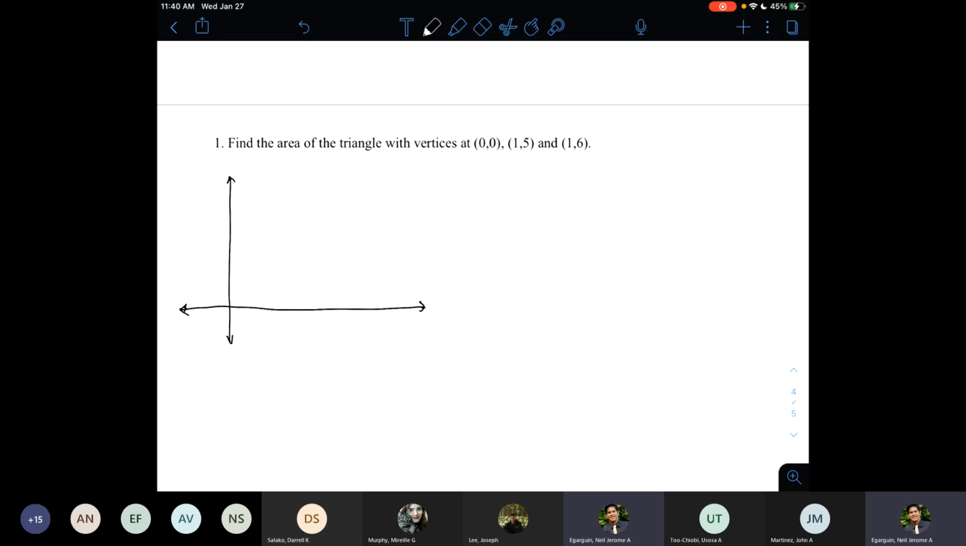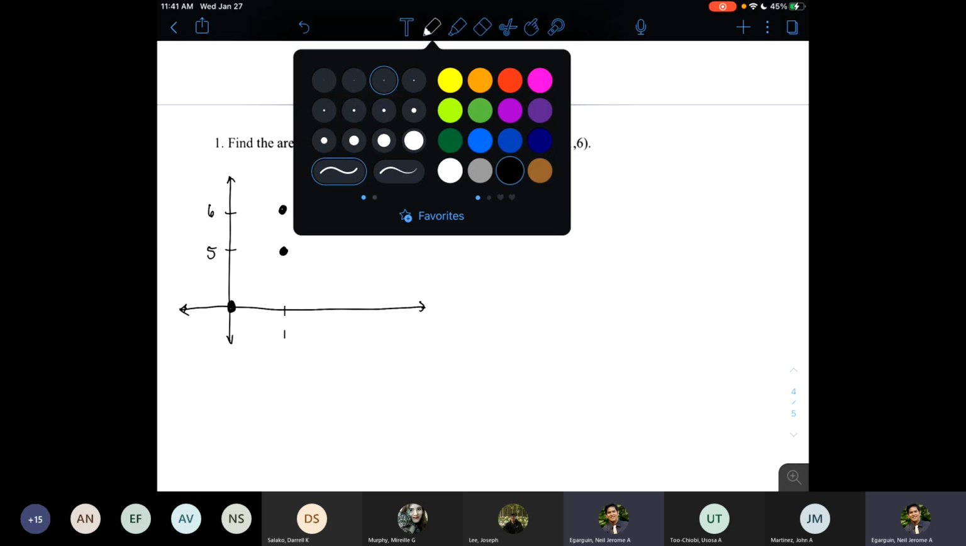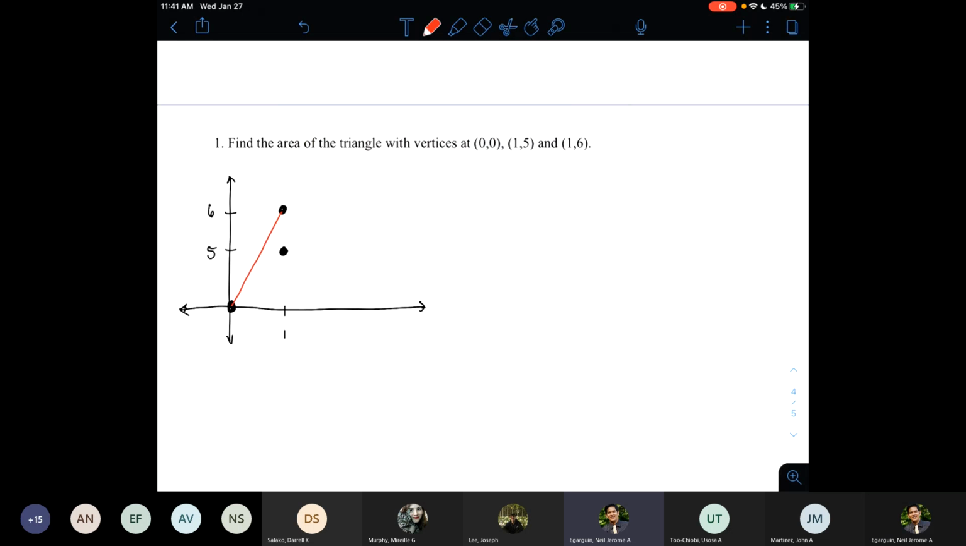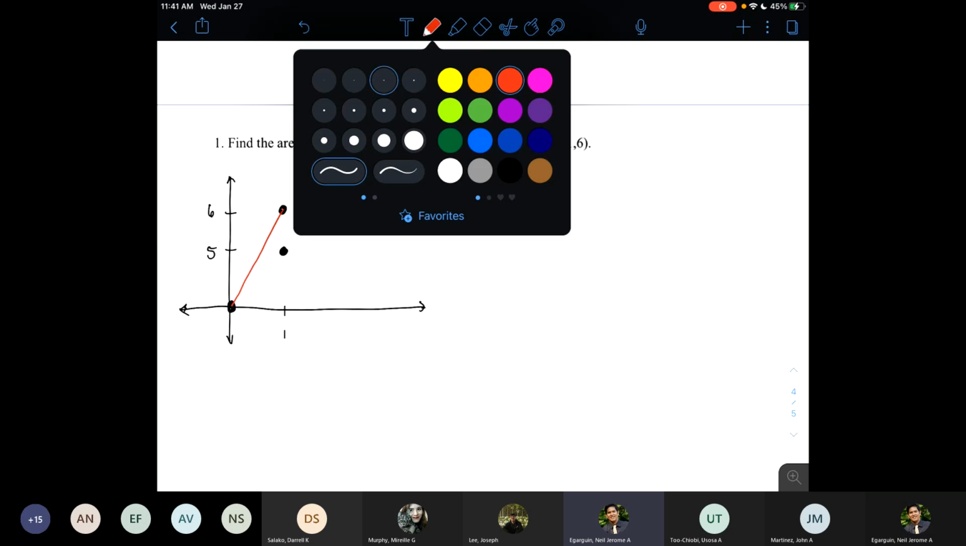First vertex occurs at (0, 0). Second vertex at (1, 5). Say 1 is here. Let's say 5 is here. All of my graphs are drawn not to scale, so I'll just put some proper labels to them. And then the third vertex is at (1, 6). So let's say 6 is over here. Okay. And then here, this is my triangle.